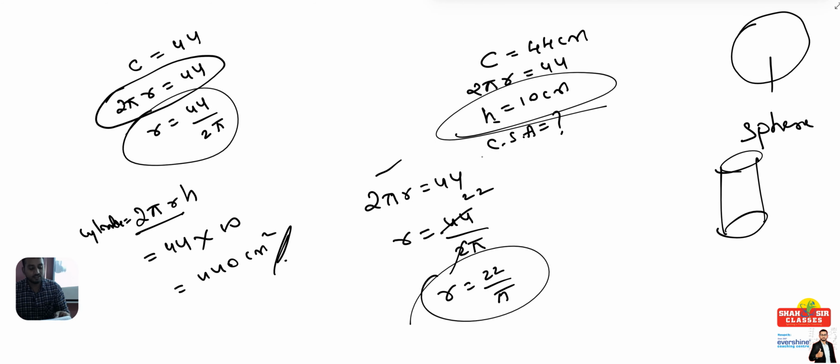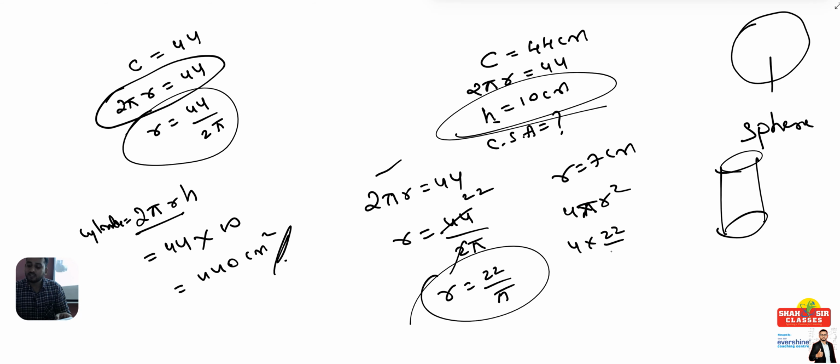Who will answer this? The surface area of a sphere of radius 7 centimeter is dash. Can you tell me? Radius he has given is 7 centimeter. Then what is the surface area of a sphere? What is the formula? 4 pi r square, no? Yeah, substitute and tell me the answer.